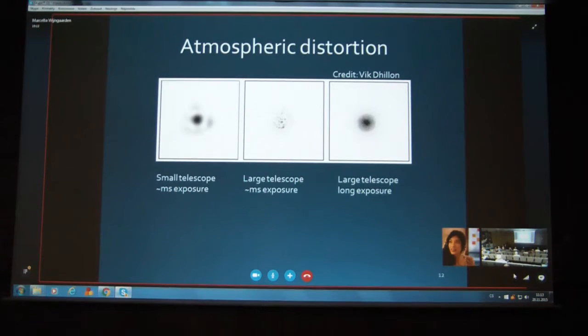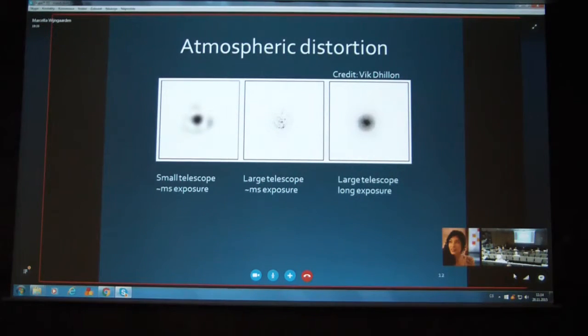Here you see on the left a short exposure image with a small telescope. And when I say small telescope, in this case, I mean a telescope with a diameter of about 10 centimeters, so really small. And you can see that for a small telescope, diffraction rings will form around the central peak. So we can see clearly that the diffraction limit is ruling here.